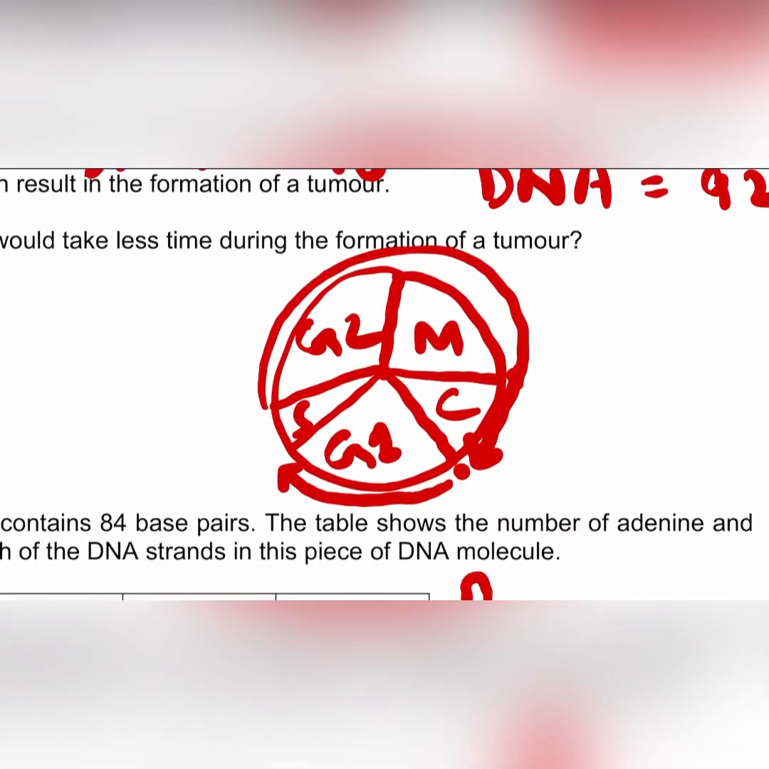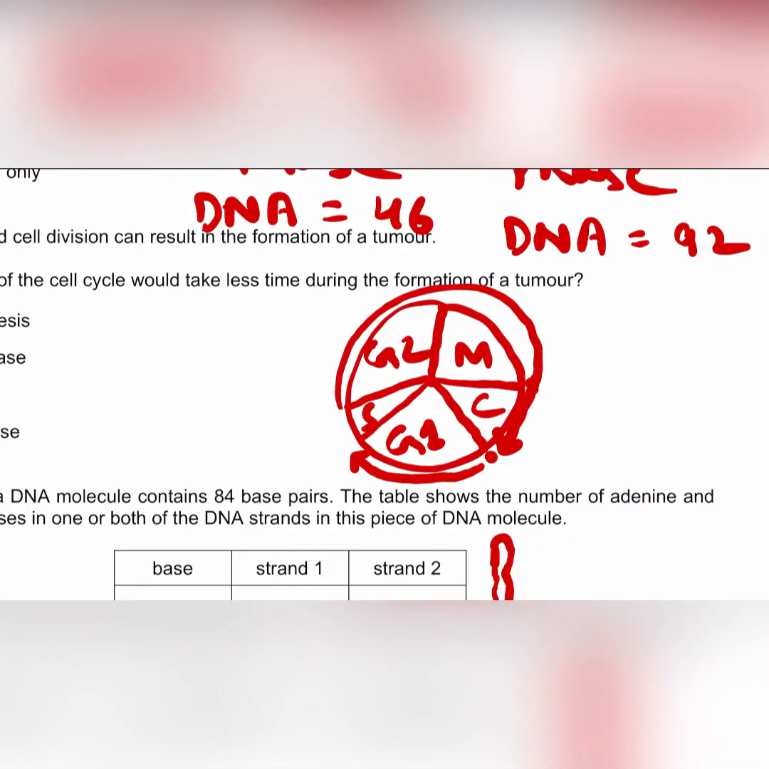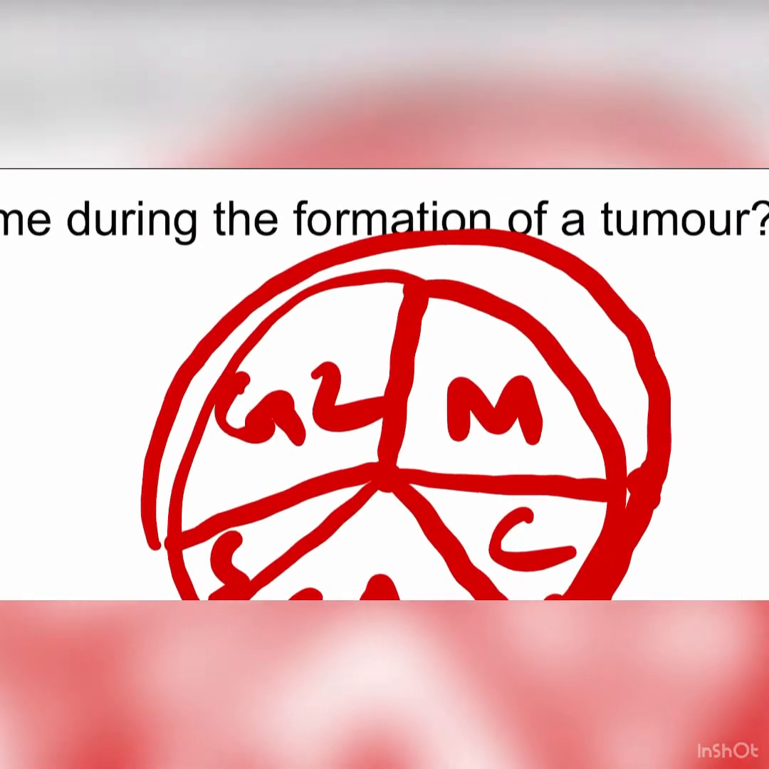After cytokinesis and before S phase, the cell contains half the DNA as compared to the G2 phase, M phase, and cytokinesis.